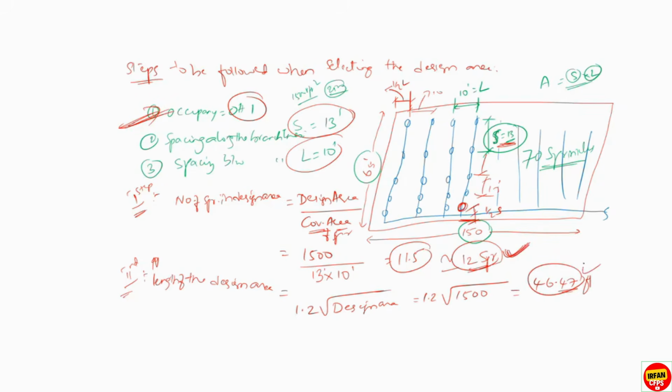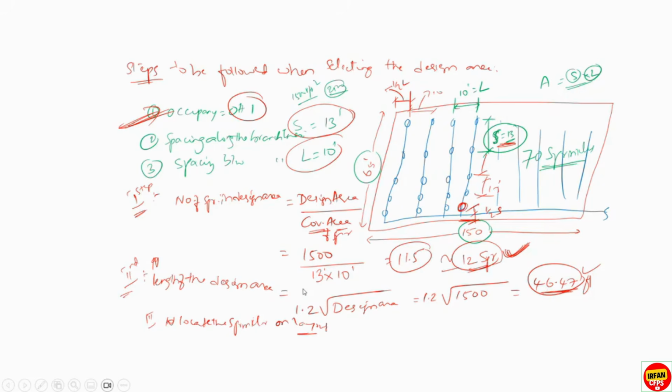You know the number of sprinklers, you know the length. Now the third step would be to locate the sprinklers on the layout, right? To locate the sprinklers on the layout, so 46.47, right? So I will draw in the next slide, you will easily get it.